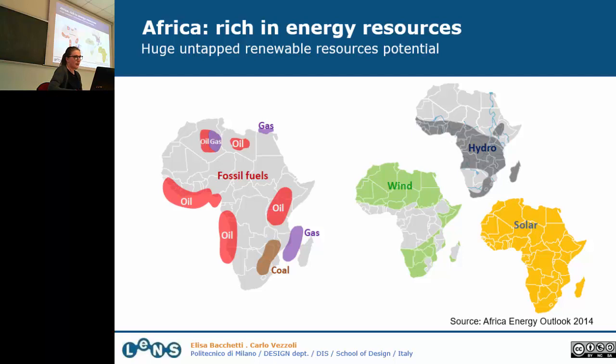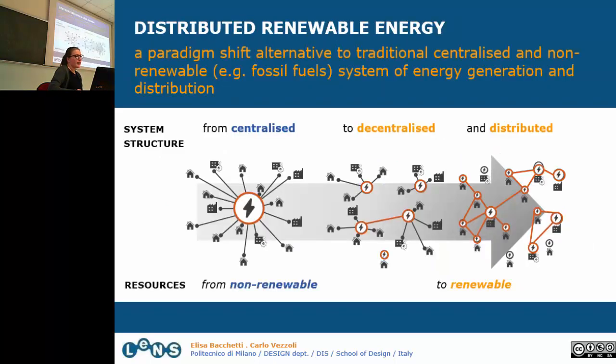It can move things. So we have a system structure that moves from centralized to decentralized and distributed, and a use of resources that moves from non-renewable to renewable ones.